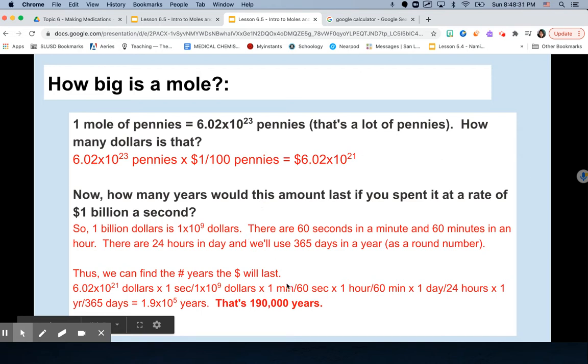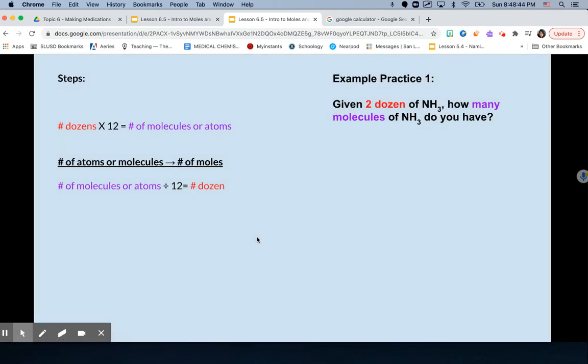So it's just to show you how huge this number is, mainly because we're working with atoms and molecules that are very, very tiny, so we need large amounts of these elements.